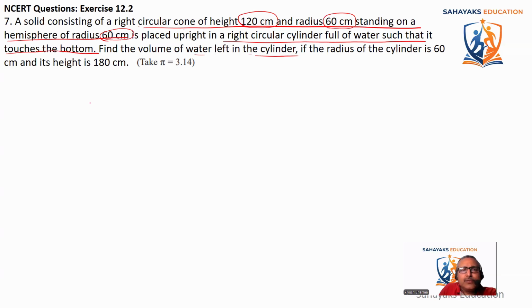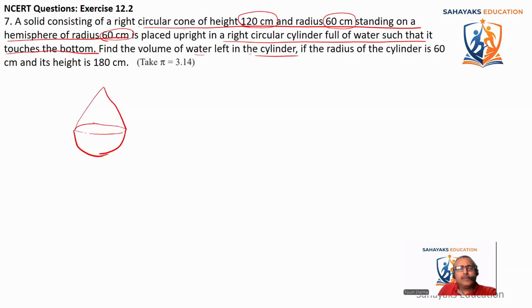So first, to understand this part, we'll make the figure. This kind of question we did in the examples. So this is a sphere. And on sphere, there is a right circular cone. So this cone is on the top of it. This is the cone.